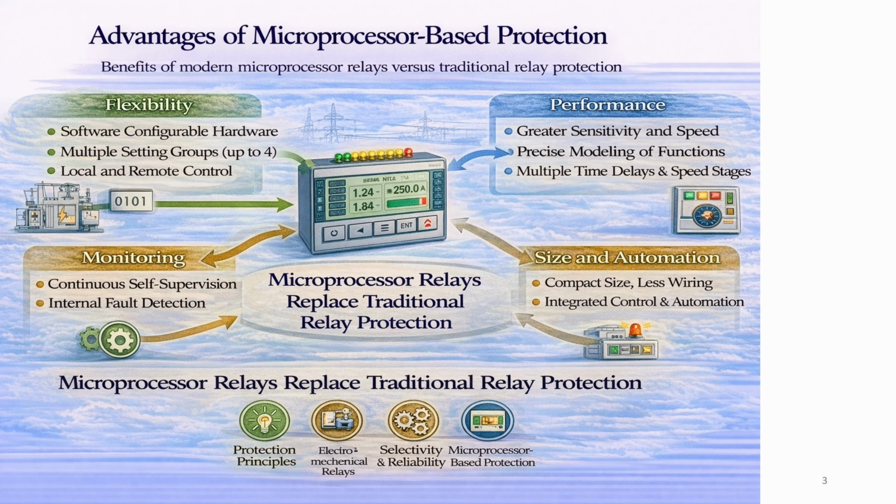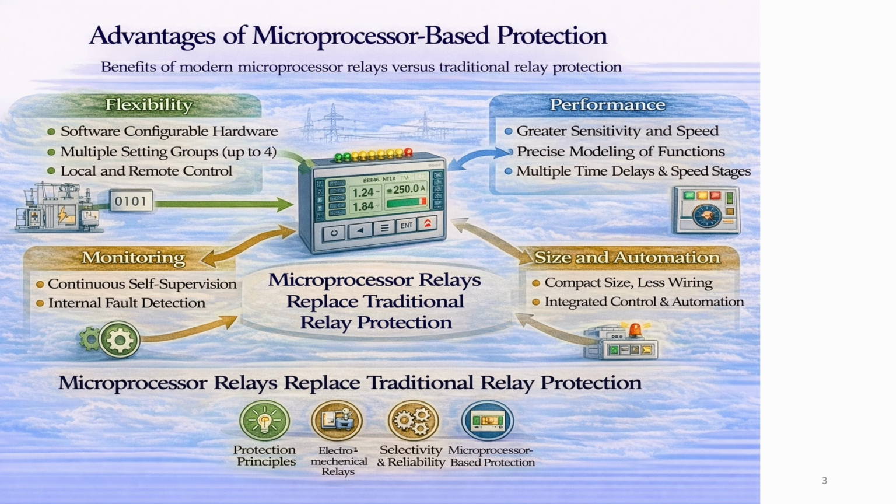Now we summarize the advantages of microprocessor-based protection compared to traditional relays. A key advantage is flexibility. The same hardware, a single protection terminal can perform different protection functions by changing software. There is no need to replace physical relays.